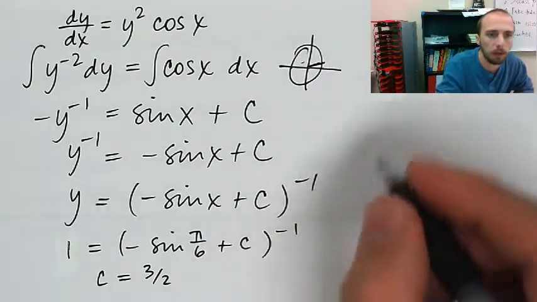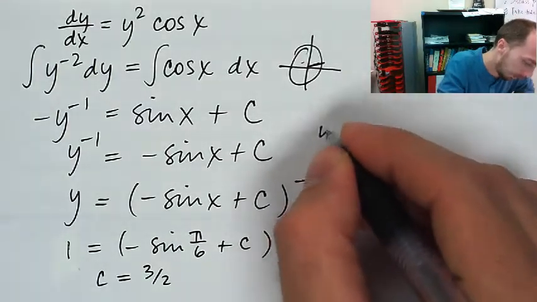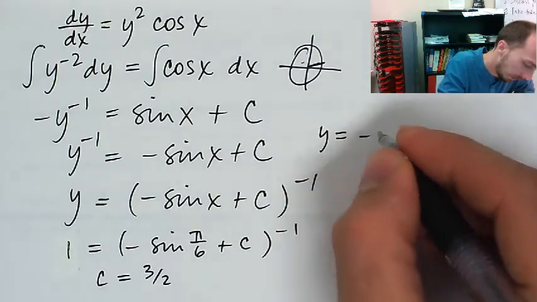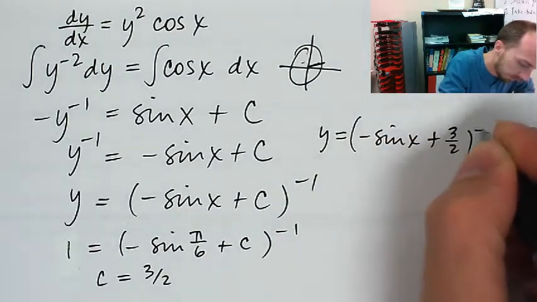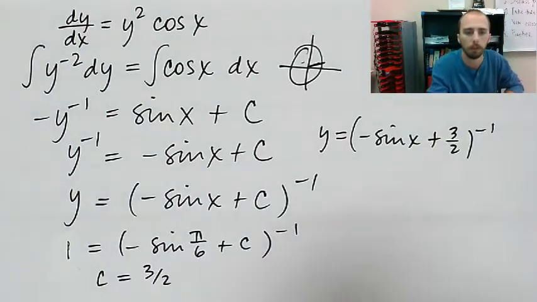And then my conclusion is the particular solution is y equals negative sine x plus 3/2 to the negative first power. And that's how we solve the separation of variables problem.